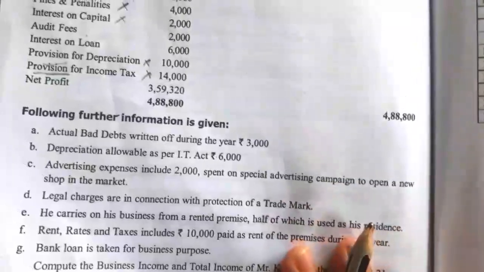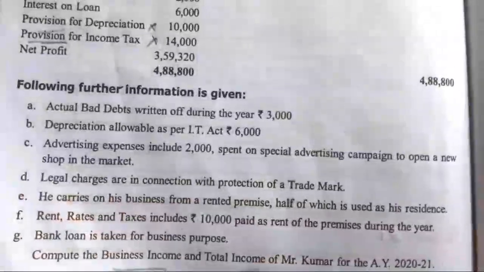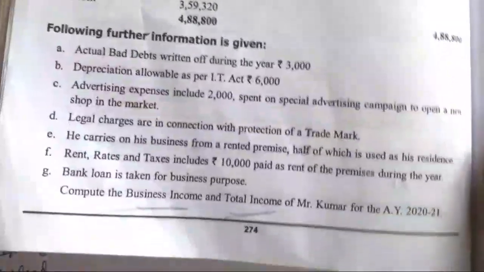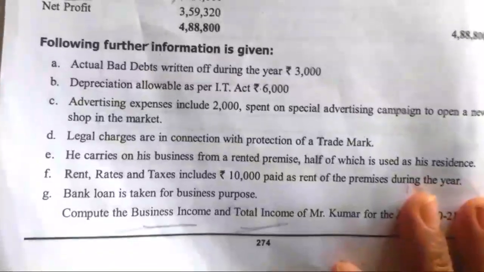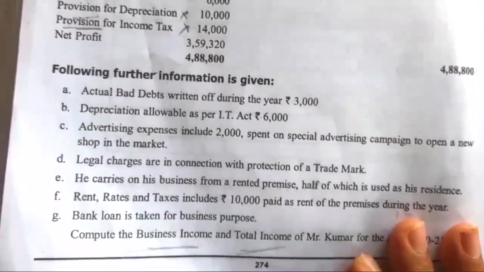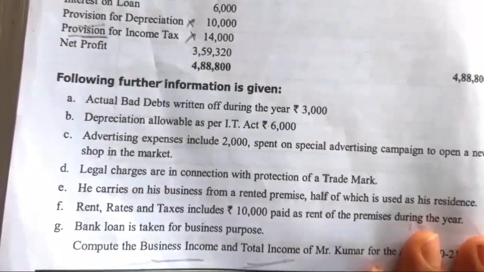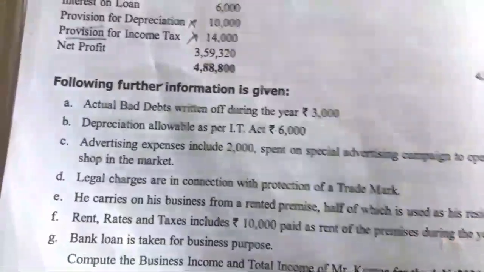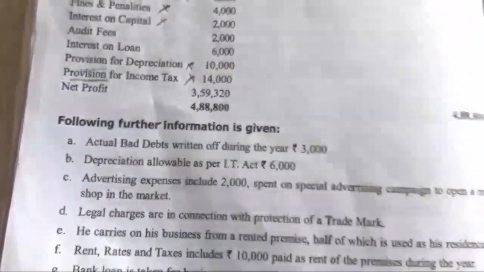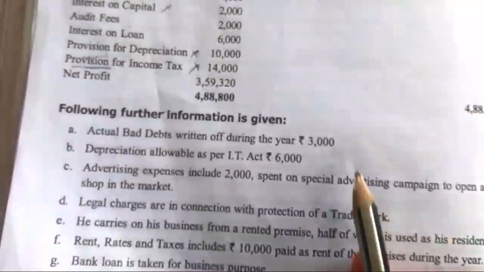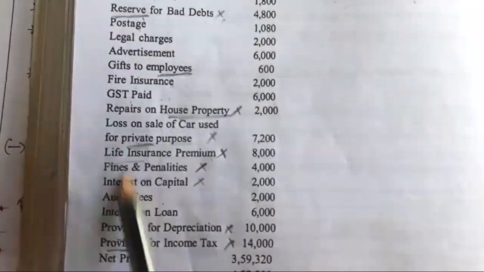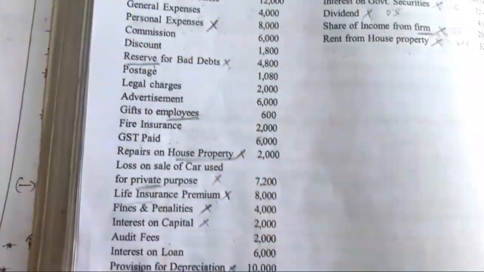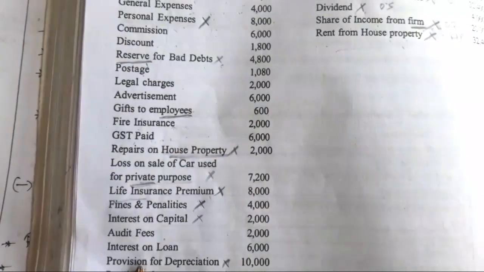So this is about the credit side of a profit and loss account. Now we'll see the additional information. See here, the following further information is given. Under that, first one is actual bad debt written off during the year. So this is an allowable bad debt. Actual bad debt written off in the year is 3000, but they have not recorded the bad debt on the debit side.